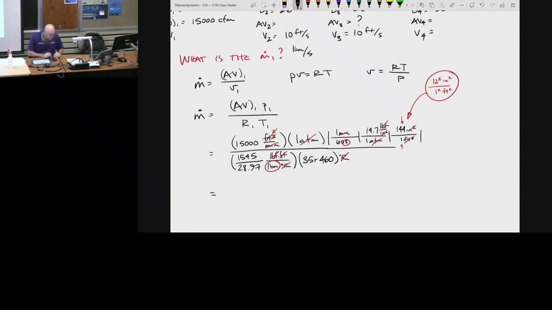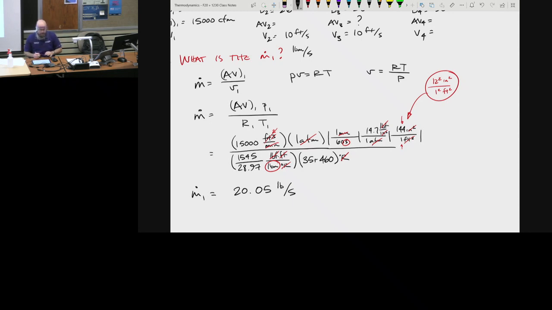Now we type all this stuff in. 15,000 times 14.7 times 144 divided by 60 divided by 1545 divided by 35 plus 460. And then times 28.97 gives me 20.05 pounds per second. That's my mass flow rate at 1.